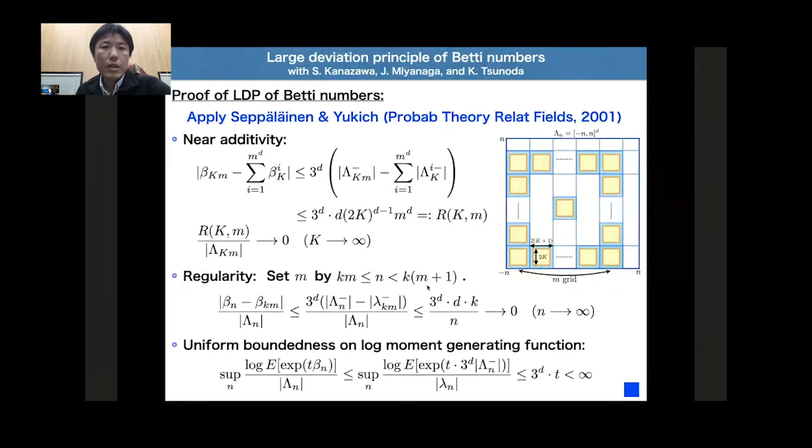And finally, let us consider the uniform boundedness on the log moment generating function. Our target here is to show the uniform boundedness of this value, but again, by upper bounding this Betti number by the number of cubical sets, we can easily show its boundedness. So this is a sketch of the proof for the large deviation principle of the Betti numbers.